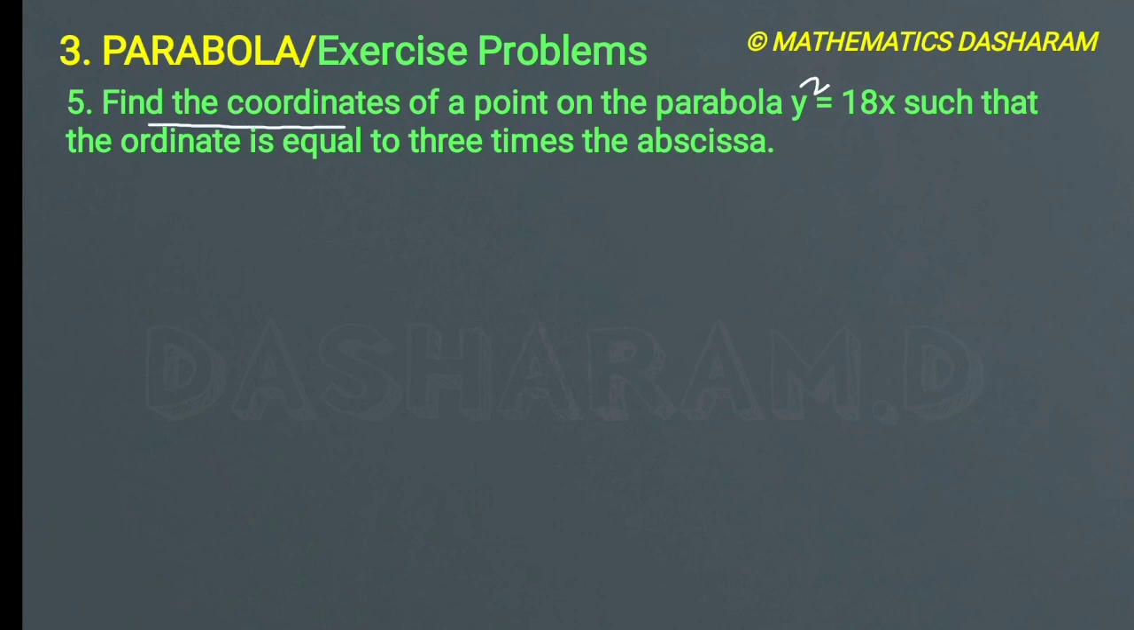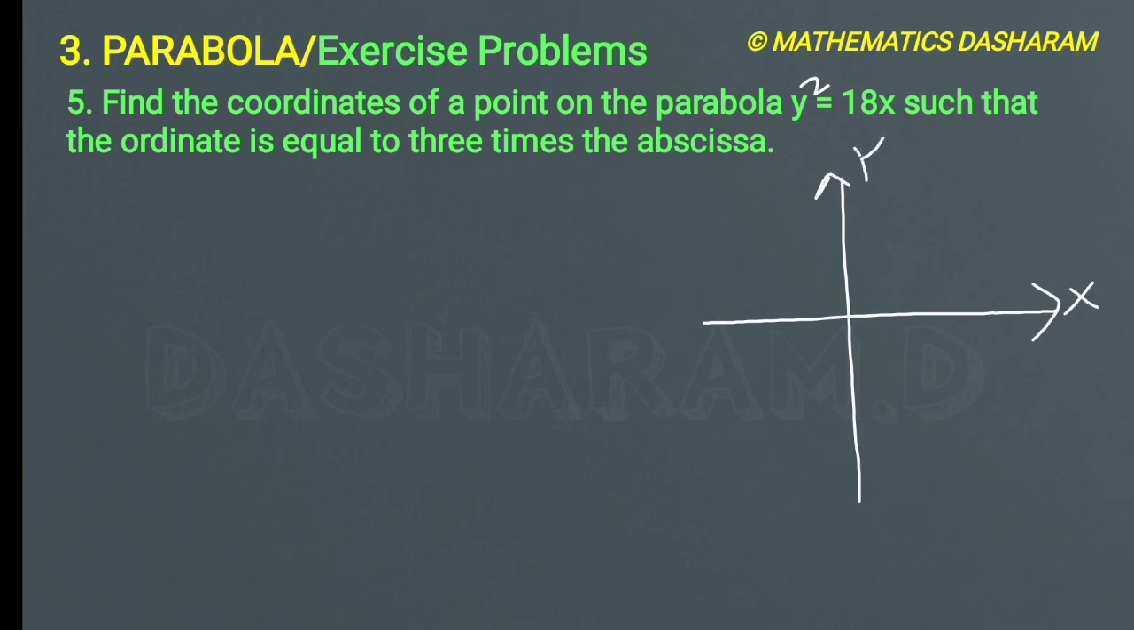Fifth question: find the coordinates of a point on the parabola y squared equals 18x such that the ordinate is equal to 3 times the abscissa. Let's draw a diagram. This is the x-axis, this is the y-axis. y squared equals 18x means it's a right-side parabola. Now the ordinate is equal to 3 times the abscissa. The x coordinate is called the abscissa, the y coordinate is called the ordinate.